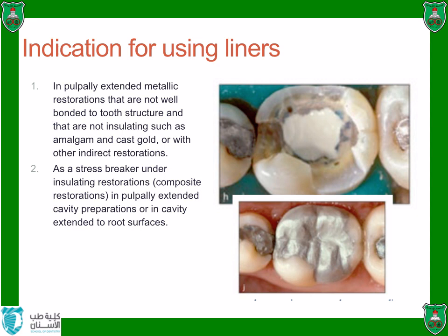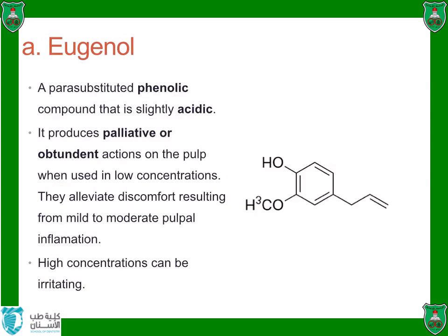Now let's speak about the types of liners present in the clinic. One of the old materials is eugenol, a phenolic compound. It has the phenol group, and also it has an acid group, the OH group. This material produces a palliative or obtundant action on the pulp when used in low concentration. It alleviates discomfort resulting from mild to moderate pulp inflammation. However, high concentration can be irritating. That's why we use in clinic only the low concentration to alleviate any discomfort.